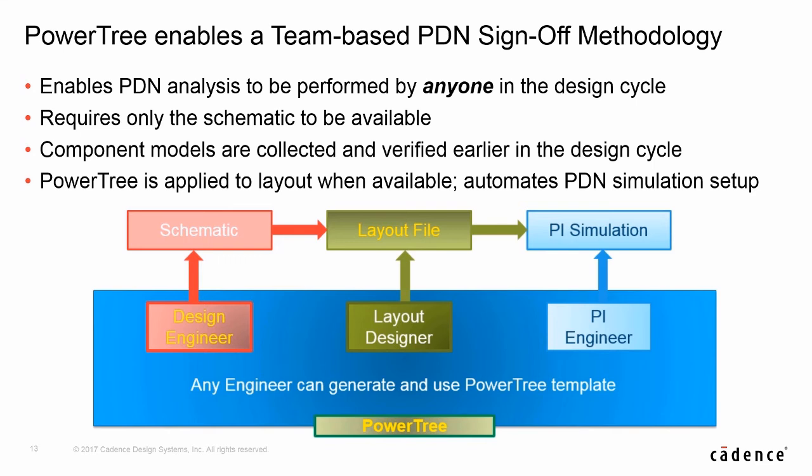PowerTrees can be built as soon as the schematic is available. With simulation models now verified at the beginning of the design cycle, this enables automated pass-fail PDN impedance checking to be run for every device on all PDNs. PowerTree enables easy access for design engineers, layout designers, and PI engineers alike. All are equally enabled to run PDN impedance sign-off analysis.